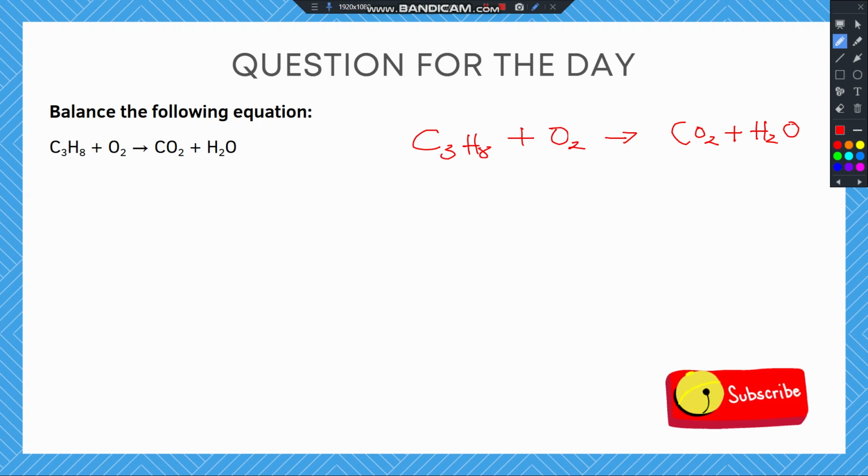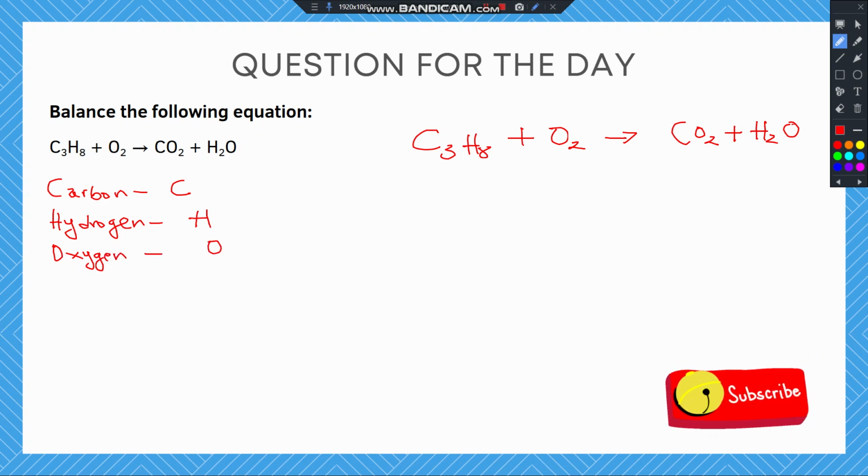So first things first, we need to know the number of elements that we have. Okay, so from this chemical equation we can identify three separate elements. We have the first one, which is carbon. Carbon has the symbol C, and then the next one is hydrogen. Hydrogen has the symbol H, and then we have the last one, which is oxygen. Oxygen has the symbol O.